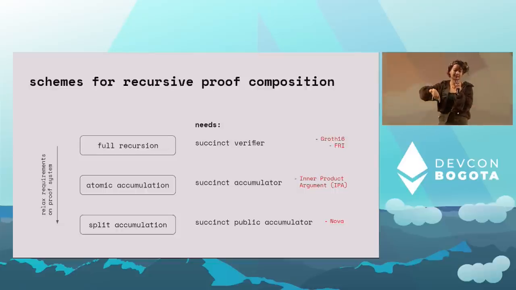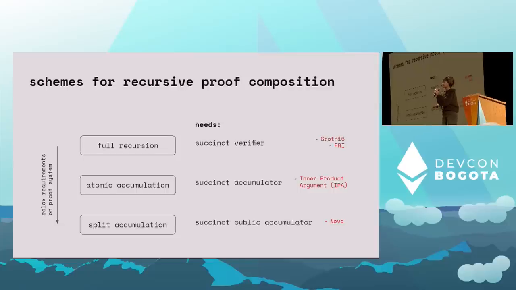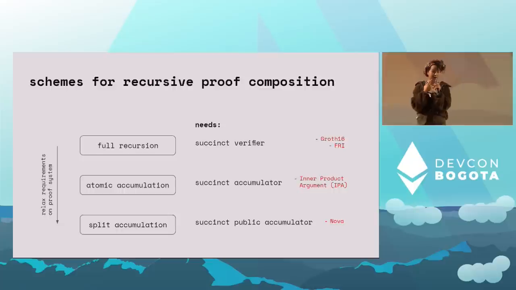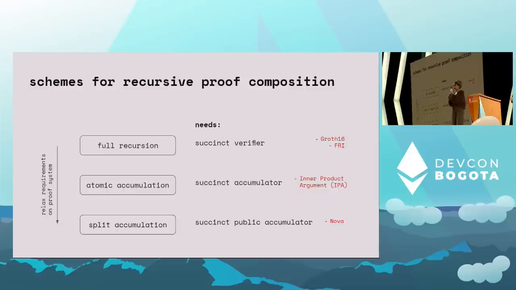And as we descend the hierarchy, we are relaxing the requirements on the proof systems which are eligible for recursive schemes. So at the very top of the hierarchy, we have really the most stringent requirements. So we need proof systems with verifiers that are sublinear, that are succinct in the size of the statement being proven. And this enables us to do full recursion at every recursive step. So this has been implemented for the Groth16 and FRI proof systems.